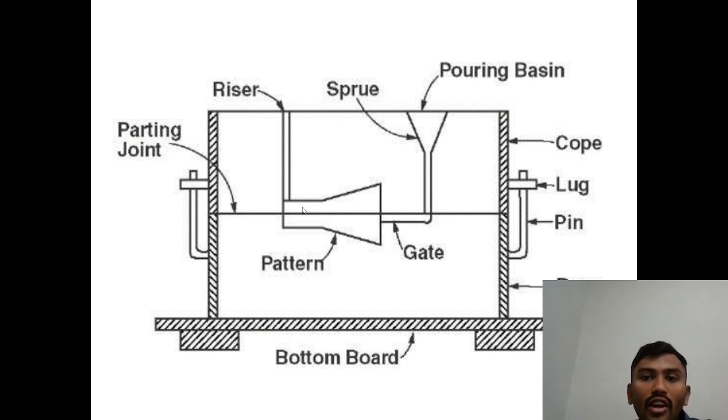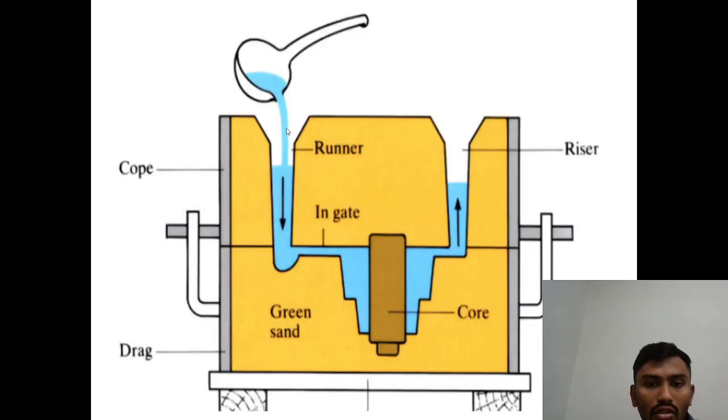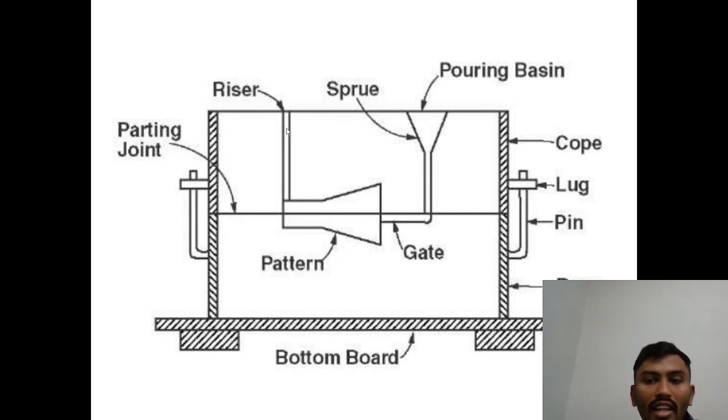Otherwise, if you fill an excessive amount of molten metal in the pouring basin, it will pass through the riser, no issues. Lug and pin will be there, and the cope box and drag box will be joined. Lug and pin join the cope and drag box together.